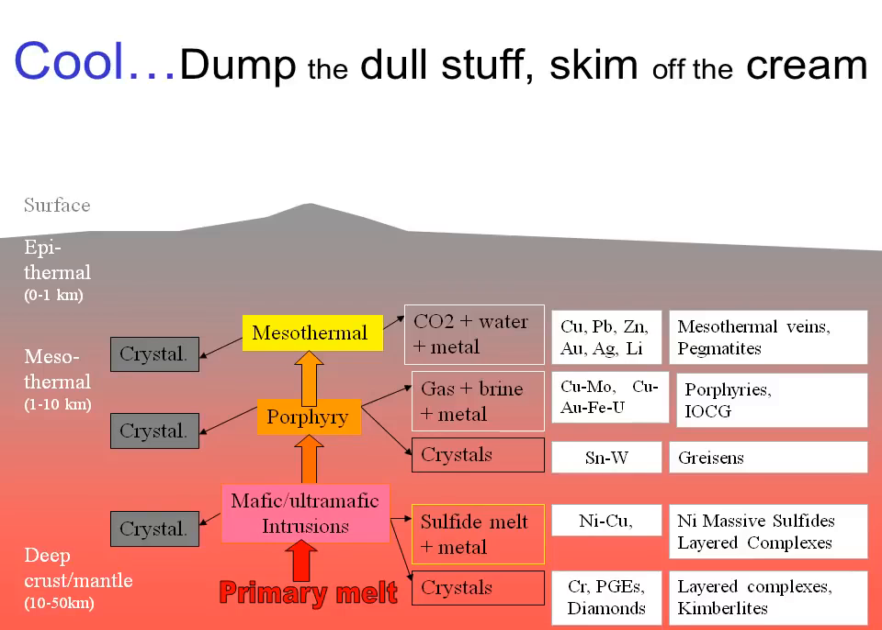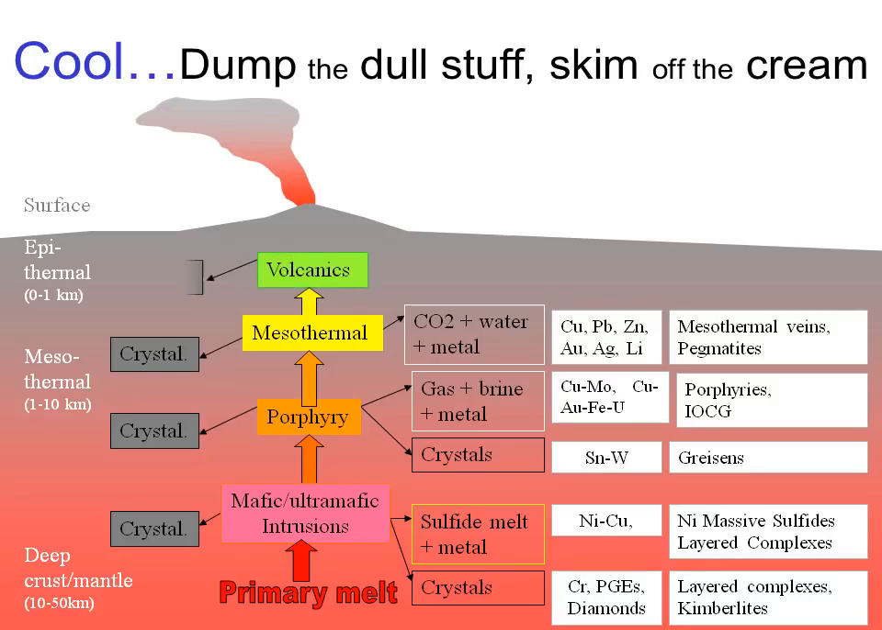Lithium's another odd bod like the tin and tungsten in greisens. It forms in pegmatites. It's not important, we won't talk about it again. But copper, lead and zinc and gold in particular are very important in mesothermal veins. Most of the greenstone deposits worldwide, which are big gold suppliers, are of this sort.